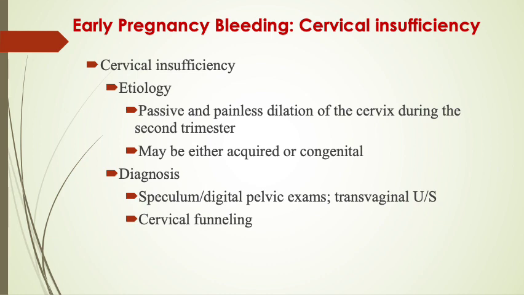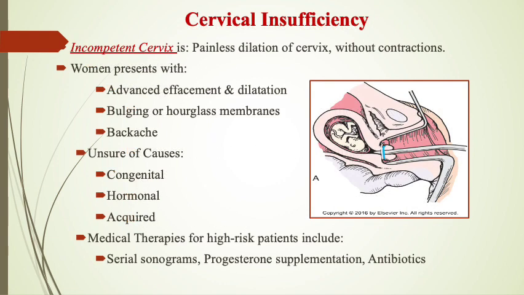So during pregnancy, when a woman is pregnant and her cervical length is less than 25 millimeters or less than 2.2 centimeters, that is a sign that she will have a preterm delivery or she will lose that pregnancy as a result of this condition known as cervical insufficiency. Once again, cervical insufficiency or cervical incompetence is painless dilation of cervix without contraction.